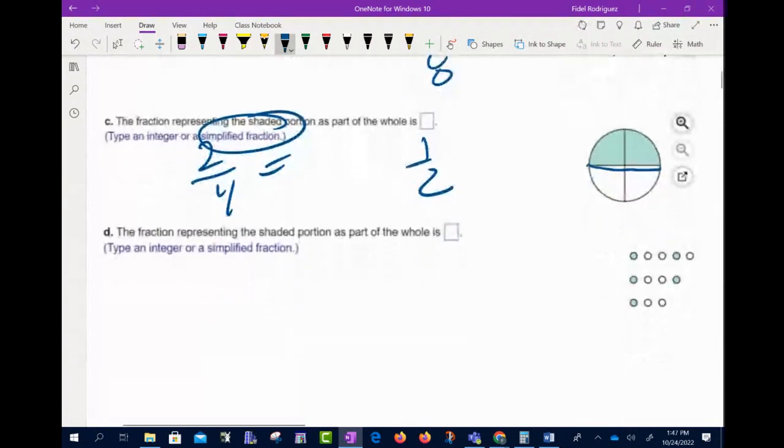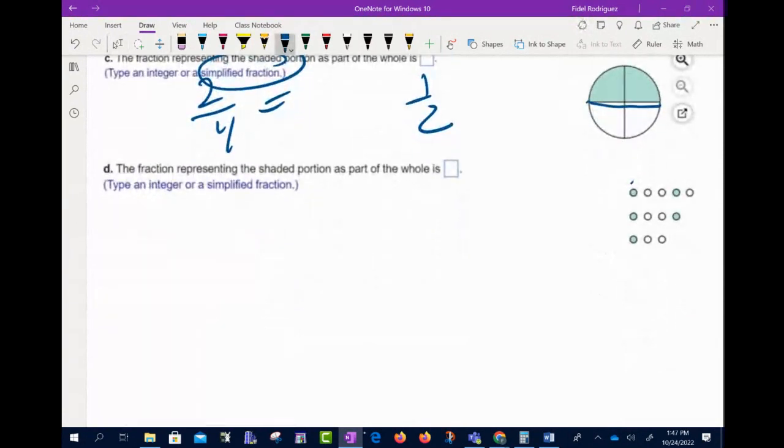And finally, part D is 1, 2, 3, 4, 5, 6, 7, 8, 9, 10, 11, 12. We got 12 little circles, and 1, 2, 3, 4, 5 of them are shaded. Okay.